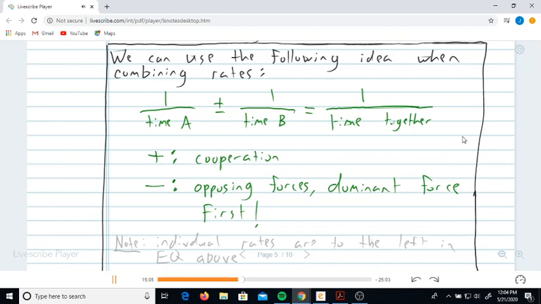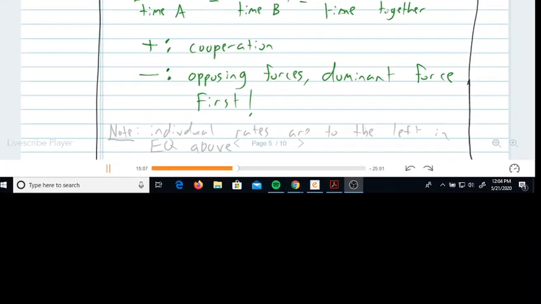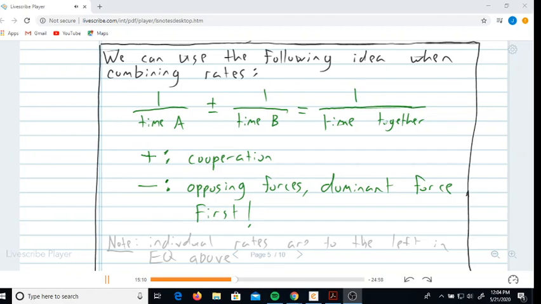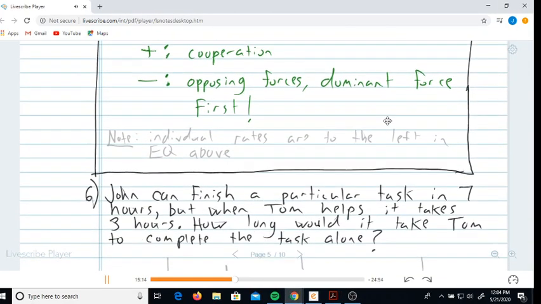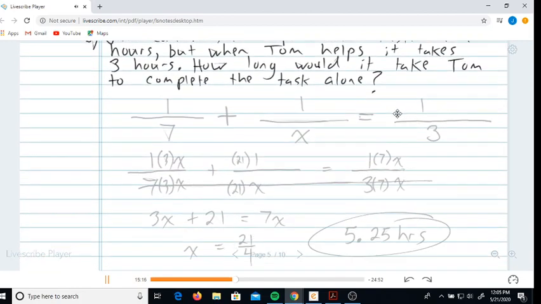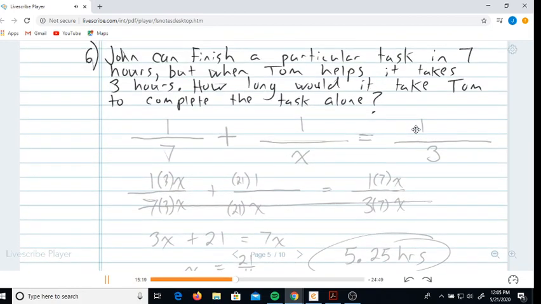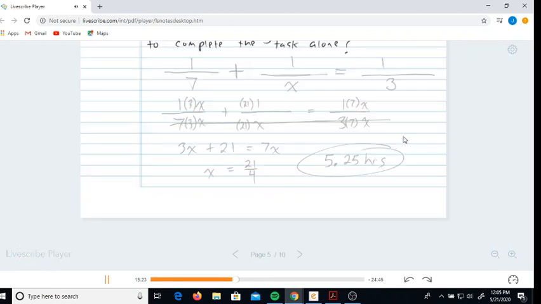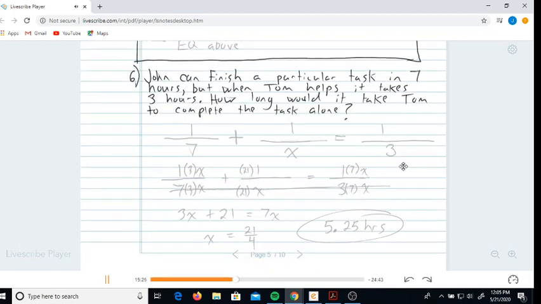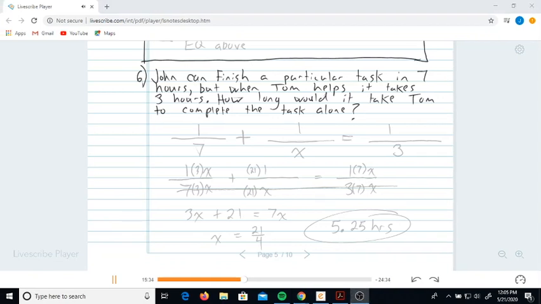So, let's go ahead and look at number 6. John can finish a particular task in 7 hours, but when Tom helps, it takes 3 hours. How long would it take Tom to complete the task alone? So you want to identify what you're working with. So this is definitely not one of those geometry problems. You got two people working a job, so I call these the work sharing a job problem. So whenever you got two machines or people or pipes or what have you working together or working in conjunction, it's essentially a combined rates problem.